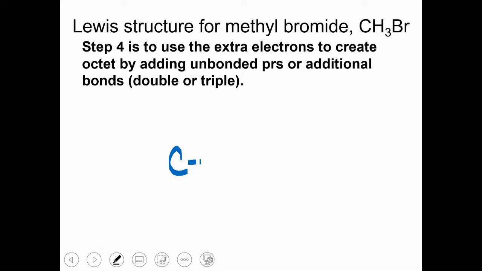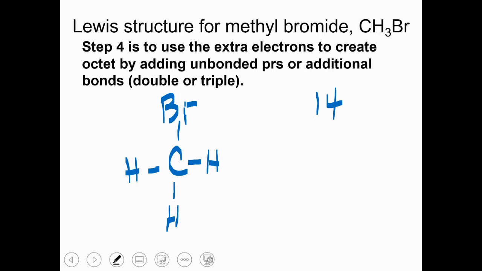So again, here is our skeleton structure. Now, after this, I'm not going to keep redrawing these because I'm going to just do it on one slide. But remember that we started with 14 valence electrons. We subtracted out the 8 that we used in those 4 dashes.